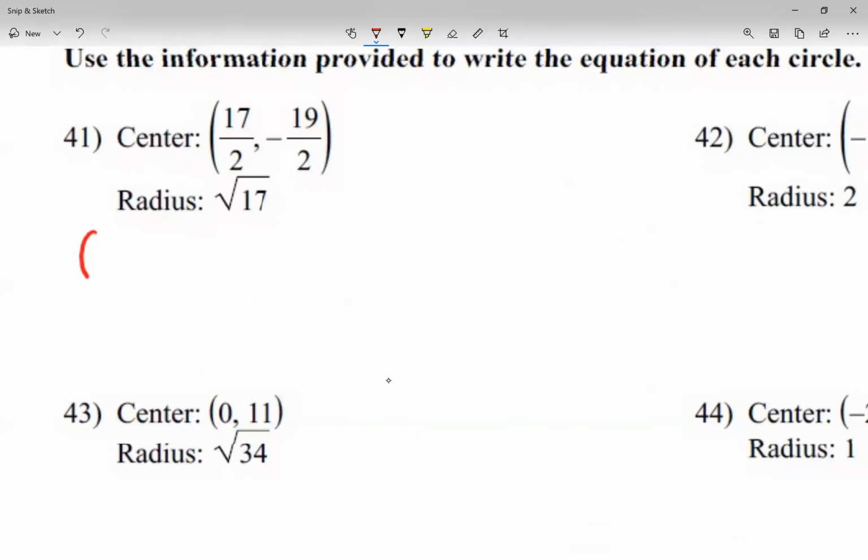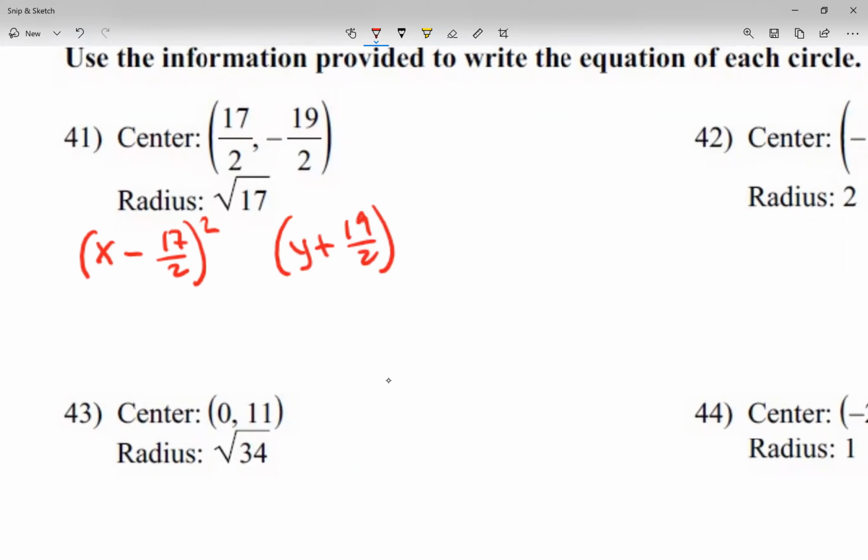My parentheses, I'm going to do x minus 17 over 2, squared. I'm going to have another parentheses, y plus 19 over 2, squared. Notice I switched the signs on the x and the y. In between my parentheses, there will always be a plus.